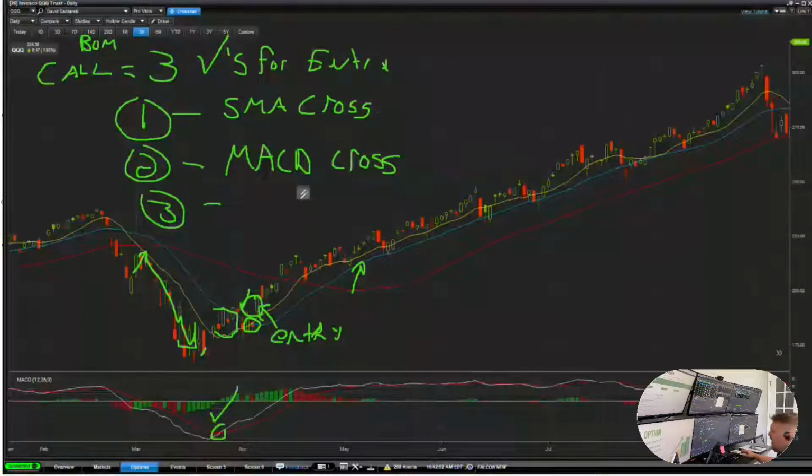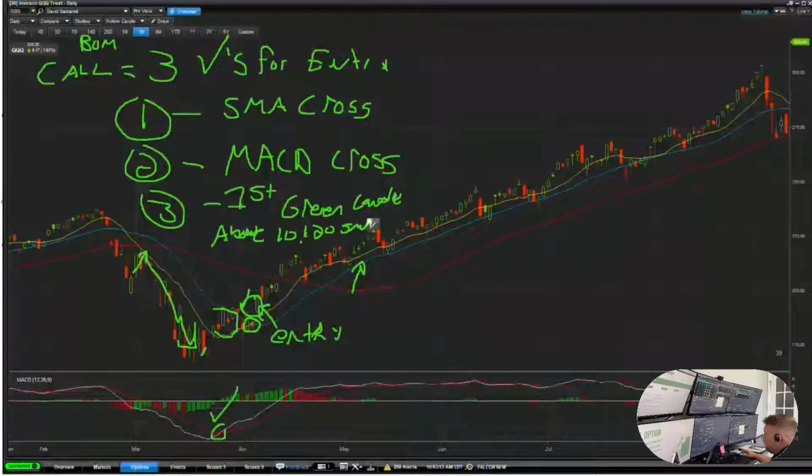Now, a lot of people ask, first let me put, so the third check is the first green candle above the 10 and 20 SMA on a daily chart. Make sure you're looking at a daily chart.